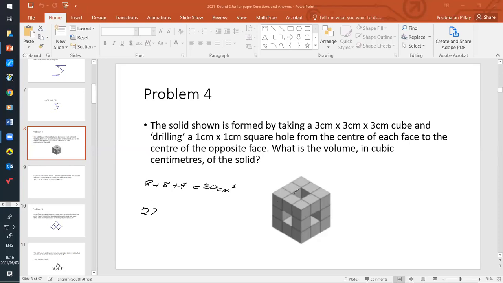there are 6 faces. In any cube, there are 6 faces. You got the top, the bottom, and the 4 faces right round. Right? So there are 6 faces, and each face, there's a hole removed from it, right? As you can see. So that gives you 6 holes. But where is the 7th one coming from? 7th one is coming from, anybody knows?